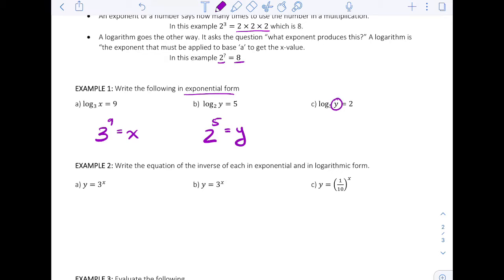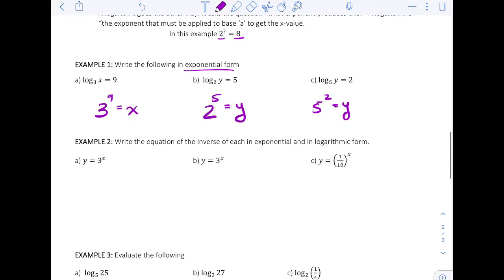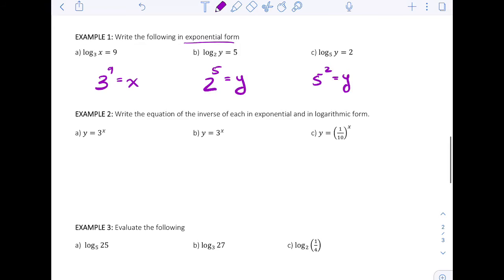Notice y is not isolated in any of these, but we can isolate it by writing an exponential form. Base is 5, exponent is 2, it's equal to y. So 5 to the power of 2 is equal to y. Right? We're isolating for a different variable by rewriting it in exponential form. You're going to see, for example, 2, that we're going to isolate for the variable by writing it in logarithm form.